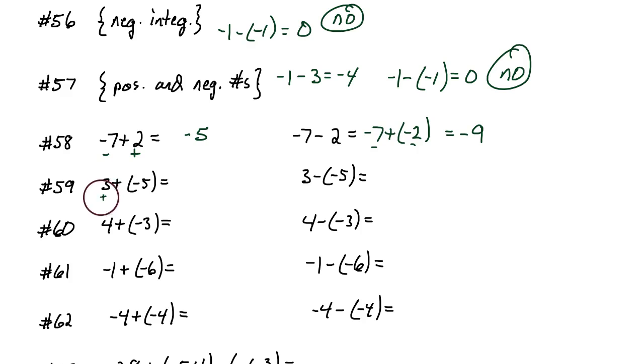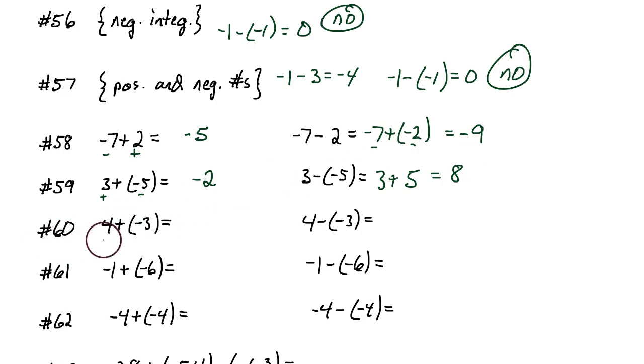Now number 59. The first number is positive, the second number is negative. They have different signs. Find their difference. 5 subtract 3 is 2. And give it the negative sign because this one had a greater absolute value. Now the subtraction problem. 3 plus 5. That makes 8.